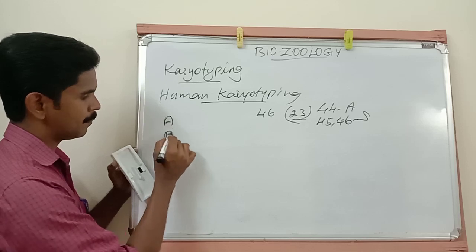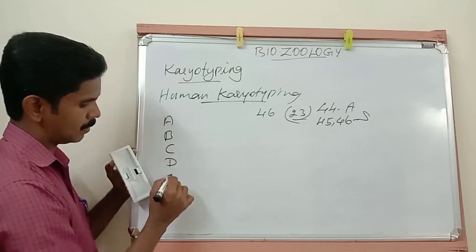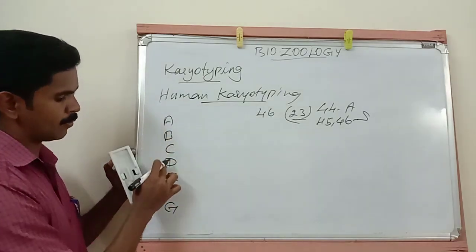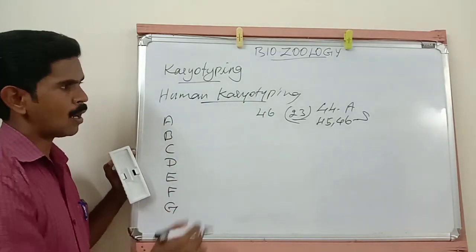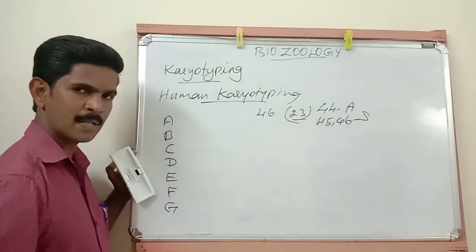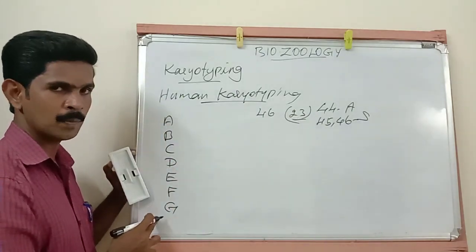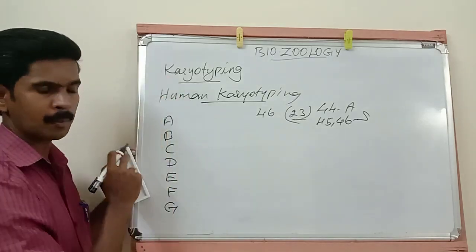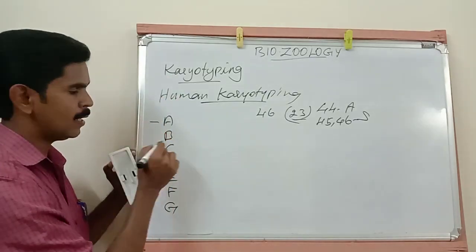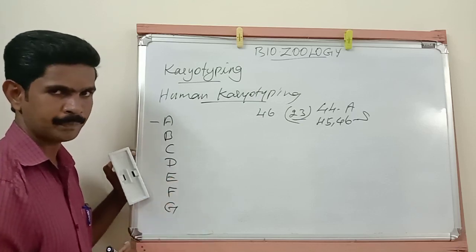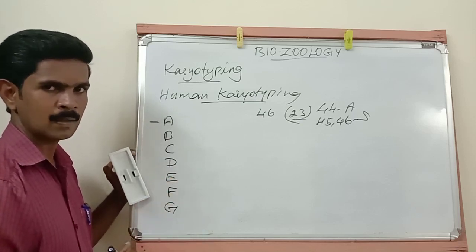Group A, 1, 2, 3, 4, 5, 6, 7. So all the 23 pairs of chromosomes are arranged in these 7 groups by using karyotyping. The group names are Group A, Group B, Group C, Group D, Group E, Group F, and Group G.